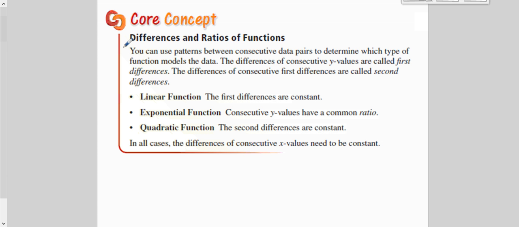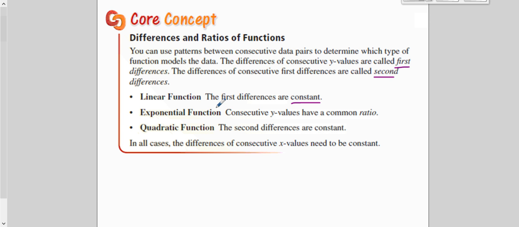The differences of consecutive y values are called first differences. The differences of consecutive first differences are called second differences. I'll give you some examples of that in a moment. Linear functions have the first differences all the same. They are a constant number.